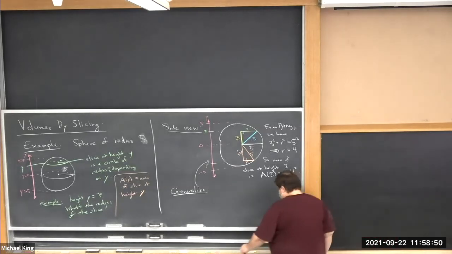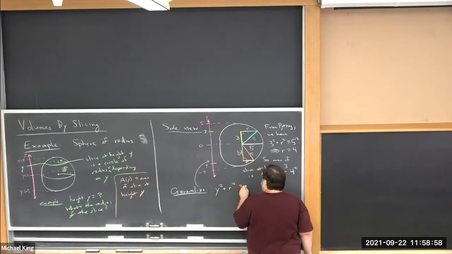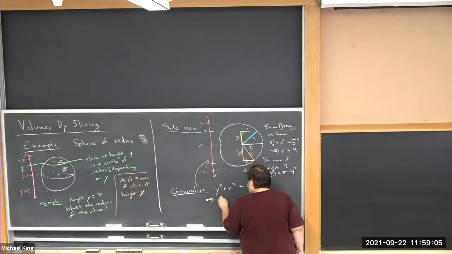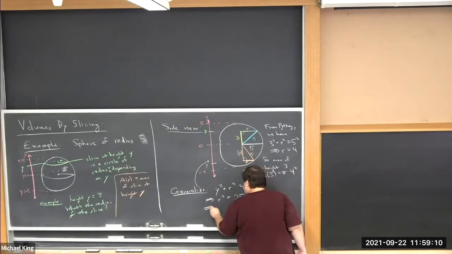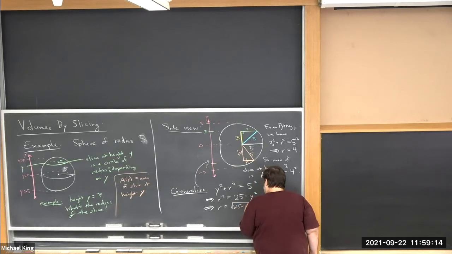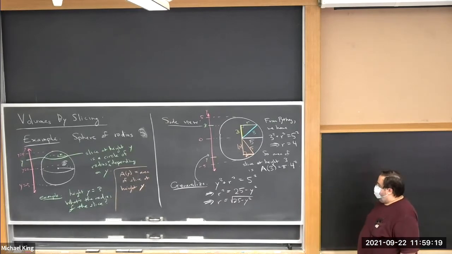And so we get y squared plus r squared equals 5 squared. And so r squared is 25 minus y squared. And then r is the square root of 25 minus y squared. And so that's the radius at height y. You just use the Pythagorean theorem and solve for r.